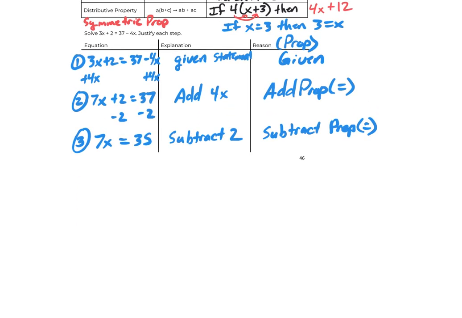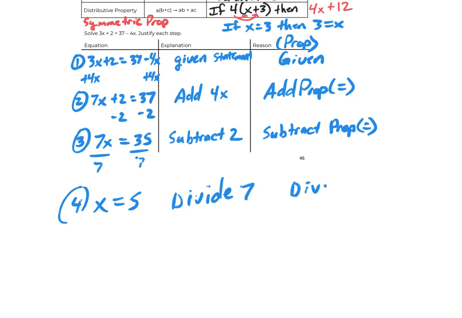Okay. Our goal when solving an equation is always to get x by itself, right? Have we gotten x by itself yet? No, we're almost there. So we've got one more step to get there. What are we going to do? Divide by 7. So we get x equals 5. And we're going to say that we divided by 7. So this would be the division property of equality.